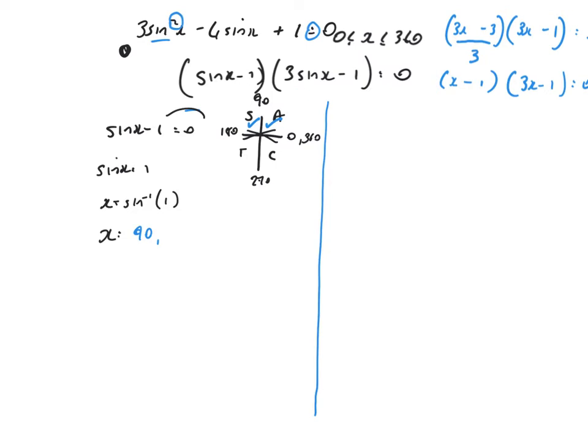Now let's do this bit. 3 sine x minus 1 is equal to 0. Notice I didn't pick up a calculator here, but I'm going to have to pick up a calculator here because this is not an exact value. I'll then get 3 sine x equals 1, and then I've got sine x equals 1 over 3.